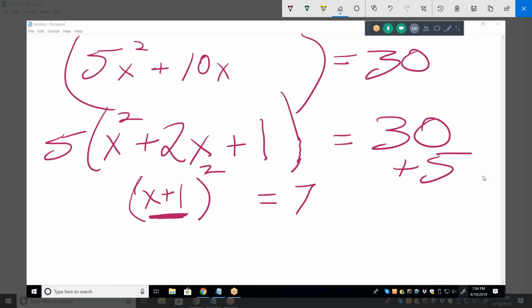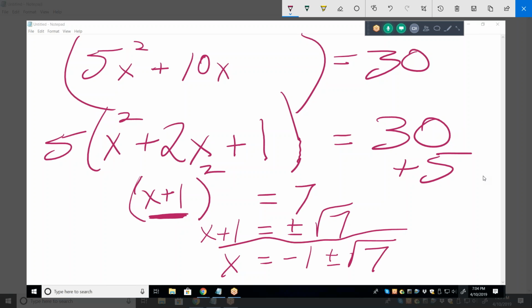So then it would be square root everything. Okay. Give me the next line. It would be x plus 1 equals plus minus square root of 7. Good. Finally, what's x equal to? X is equal to negative 1 plus minus square root of 7. Very good.